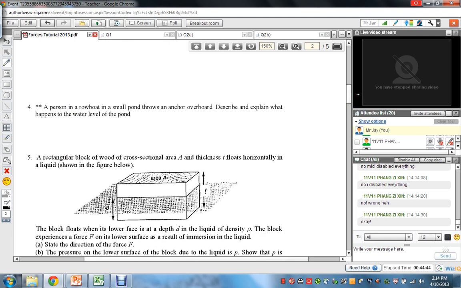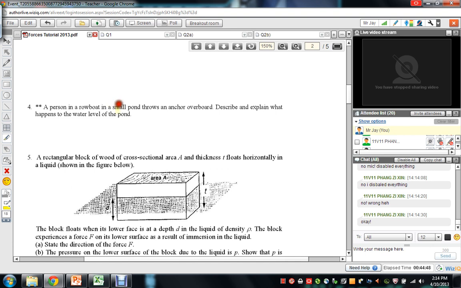That's question 3. We're going to stop at question 4 today. I think question 4 is the hardest question. A person rows a rowboat in a small pond and throws an anchor overboard. Describe and explain what happens to the water level of the pond. Basically, here we're supposed to derive what happens to the water level of the pond. And I guess when students read this question, the common misunderstanding is that they just say whether it rises or doesn't rise. In physics, we don't do that. We need some equations to show our answer.